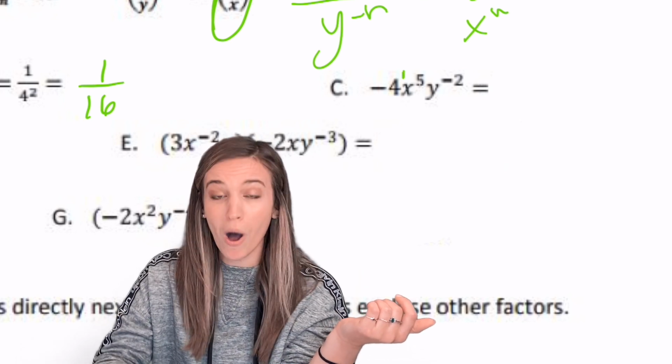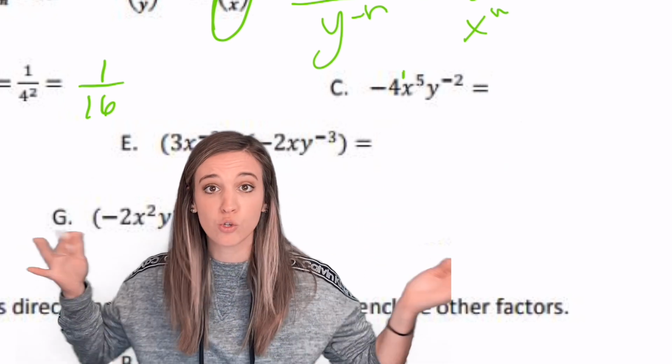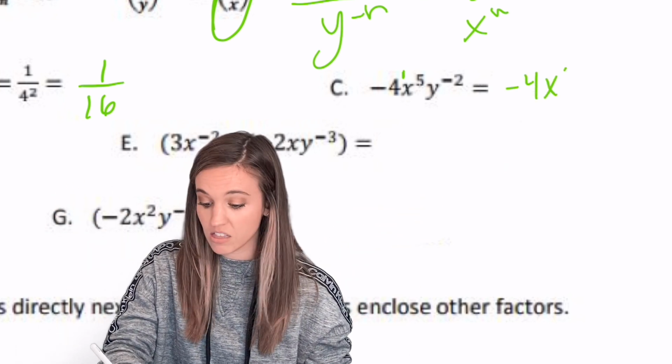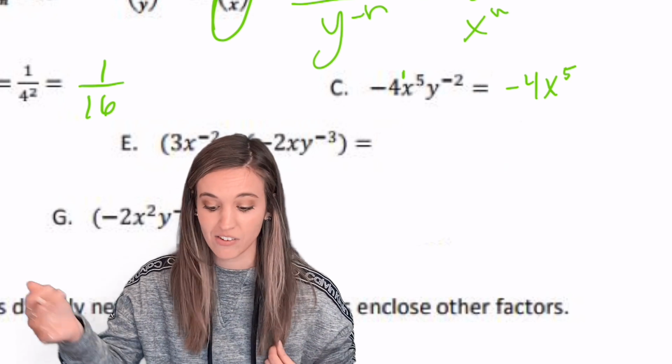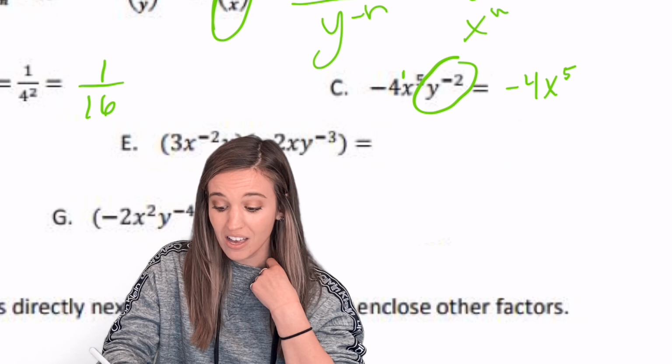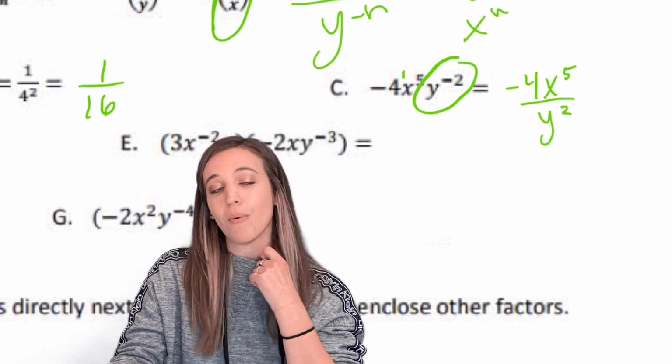Negative 4 to the 1 power. It has a positive exponent, so we don't need to move the negative 4 anywhere. He's just going to chill out with the x to the 5th, because the x to the 5th also has a positive exponent. The only thing that's going to move is that y to the negative 2. Going to move to the denominator, so it can be y to the positive 2.